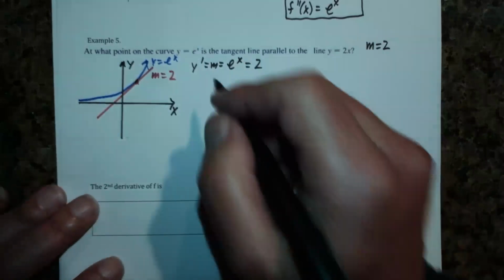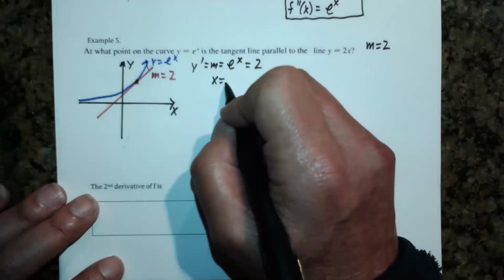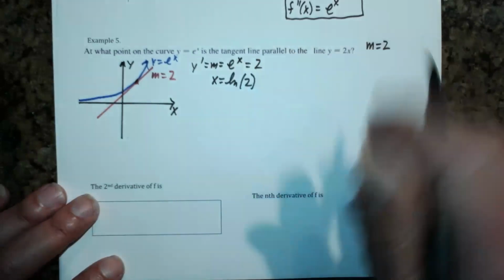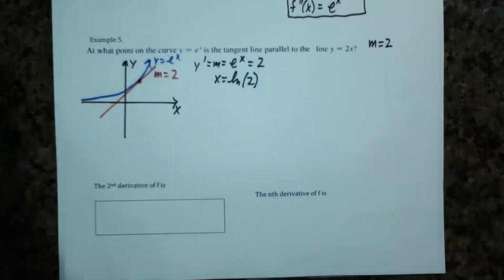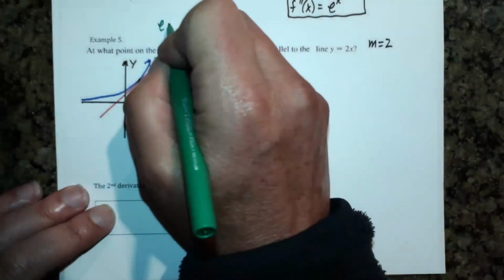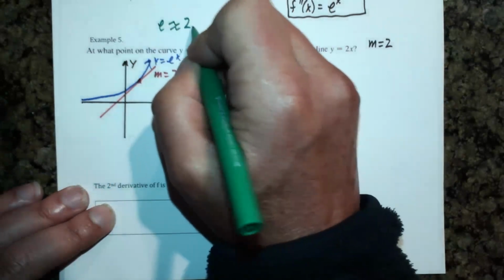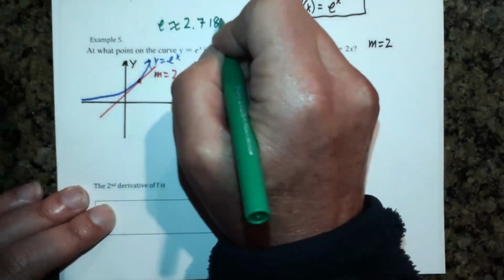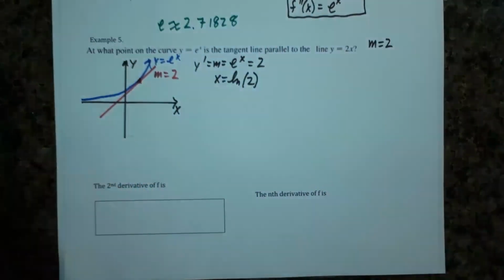Well, using some logarithms, I'm going to get that x equals the natural log of 2. Remember, the base of a natural log is e. e, once again, is that weird number 2.71828 and so on. It's called a transcendental number or an irrational number. It's like pi, it goes on forever and there's no pattern. We can't write it as a rational fraction. So here's my x coordinate when this is the case.